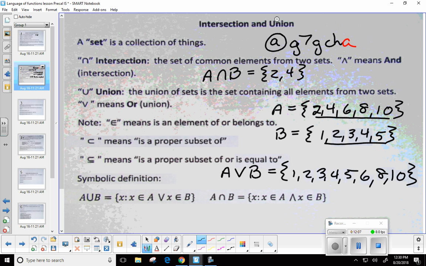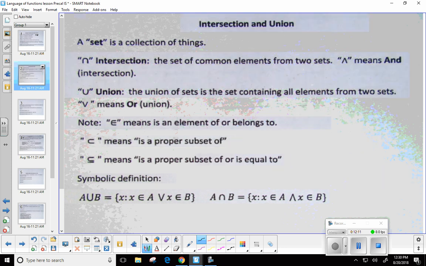All right. Well, there's a couple of other symbols I want to talk to you about. The curvy E is an element of, or belongs to. Like if I were to have set A equal to {1, 5, 9}, would it be a true statement to say that 5 belongs to set A? Yes, and that's what that symbol means. It belongs to or is an element of.